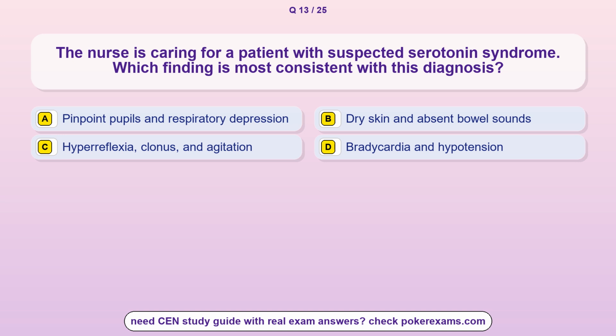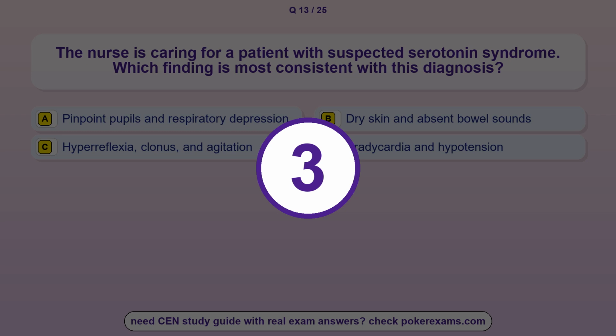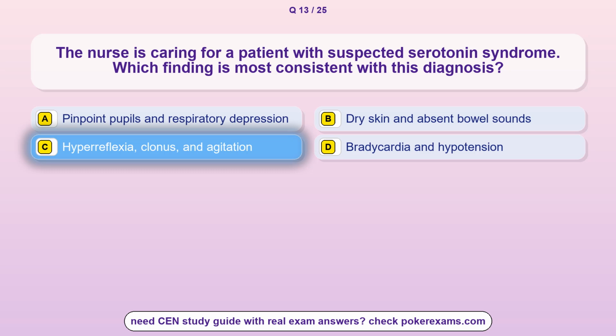Option A, pinpoint pupils and respiratory depression. Option B, dry skin and absent bowel sounds. Option C, hyperreflexia, clonus, and agitation. Option D, bradycardia and hypotension. The correct answer is option C, hyperreflexia, clonus, and agitation.